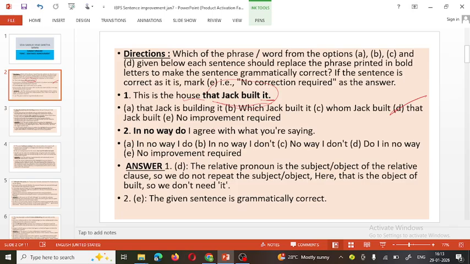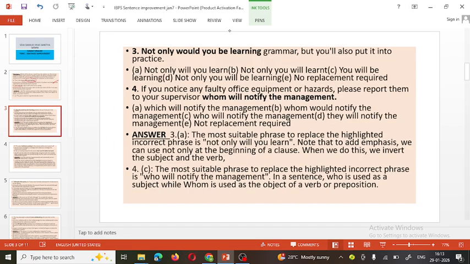Then, in no way do I agree with what you are saying. In no way do I agree. It means that I do not agree with you at all, in any way. So the sentence is a negative one. In no way means I do not agree with you on any point. That is the meaning of the sentence, and this is absolutely correct. So no improvement is required.